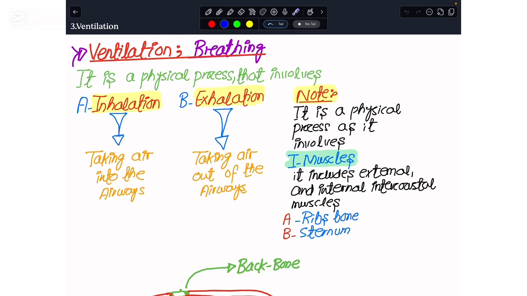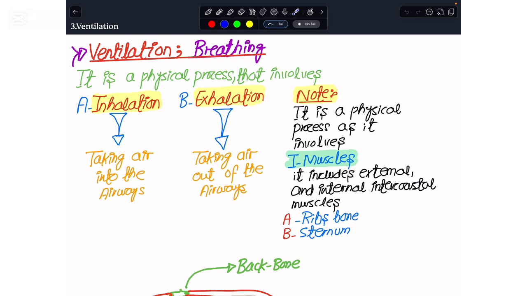And this is a physical process for a reason, because it involves the use of some muscles and bones. By the muscles, we have external and internal intercostal muscles and the muscles of the diaphragm. And by the bones, there would be the ribs and the sternum that allow this ventilation or breathing process to be accomplished.